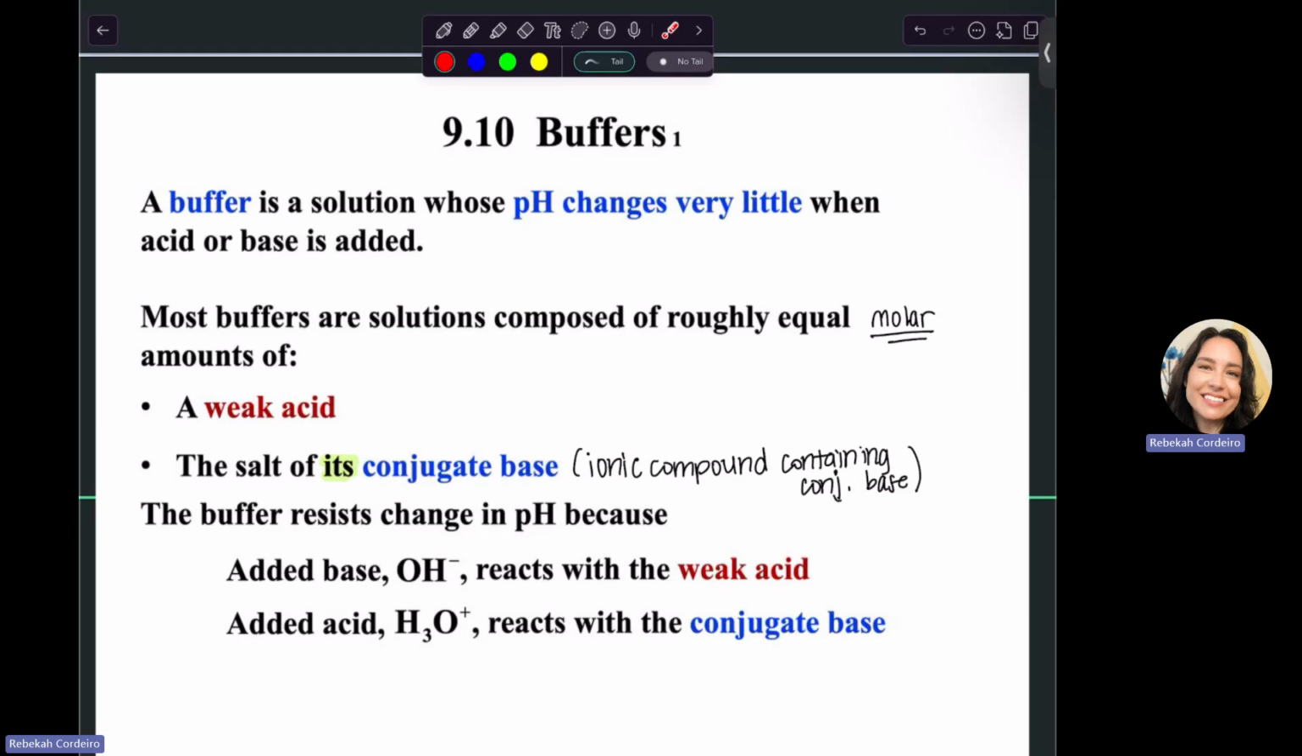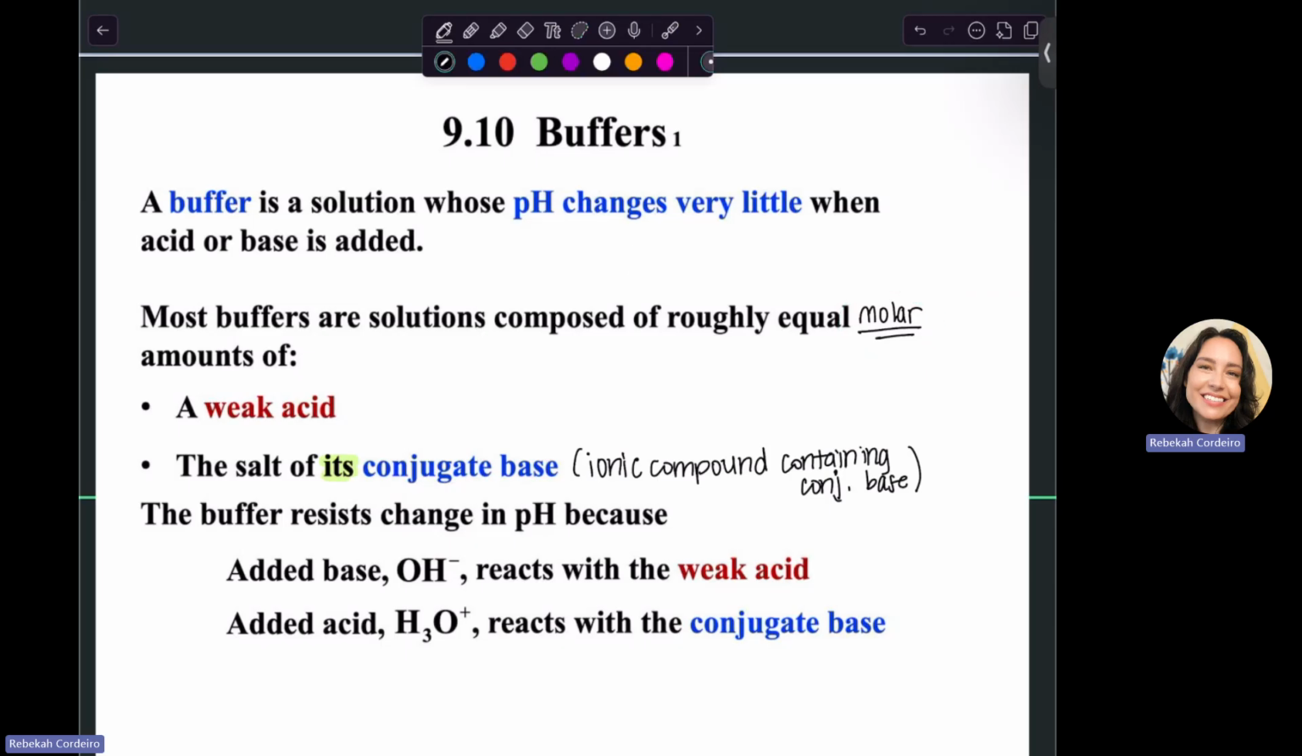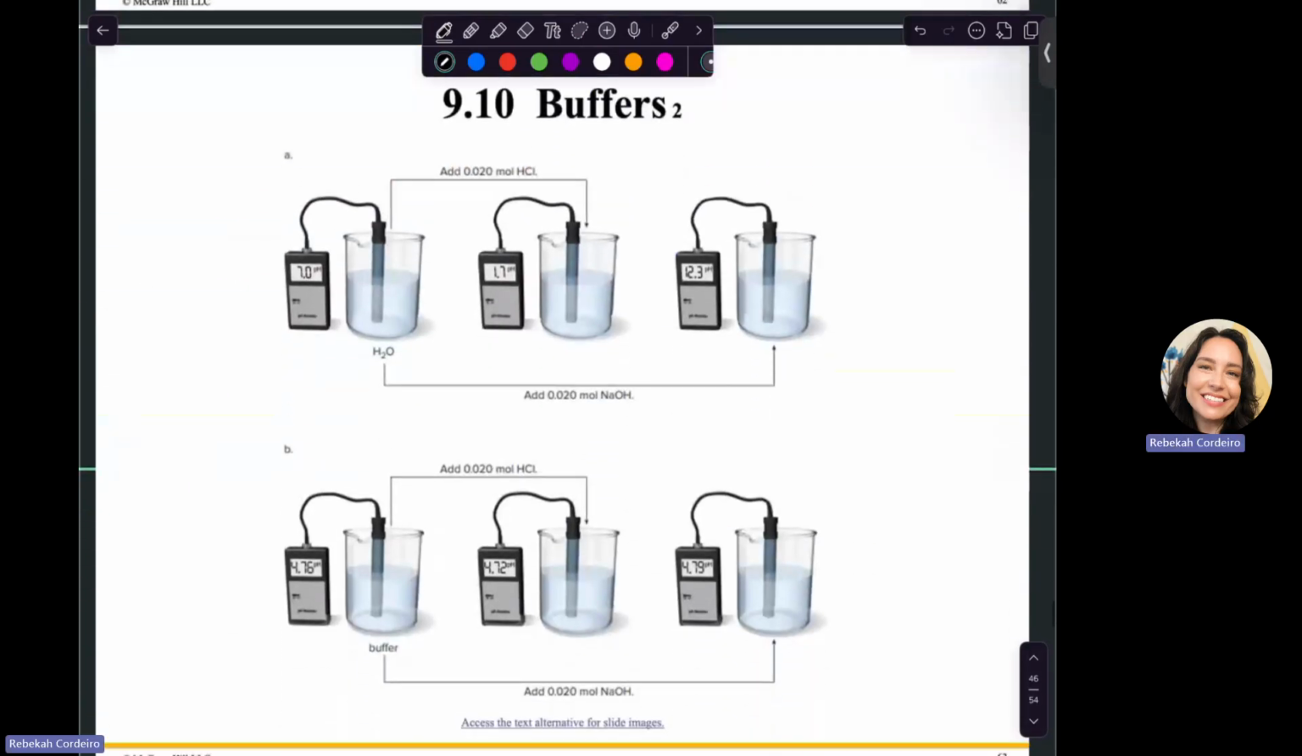So basically what you need to know about buffers as far as just bare minimum is this slide. This slide is giving you the bare minimum of what you need to know: what a buffer does, what it's composed of, and a little bit of how it works. We're going to go deeper into how it works in just a minute. So here's a little bit about what a buffer does.